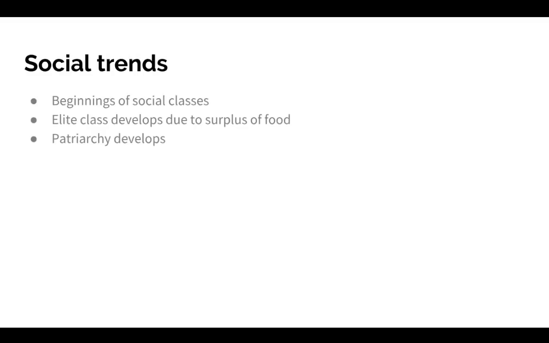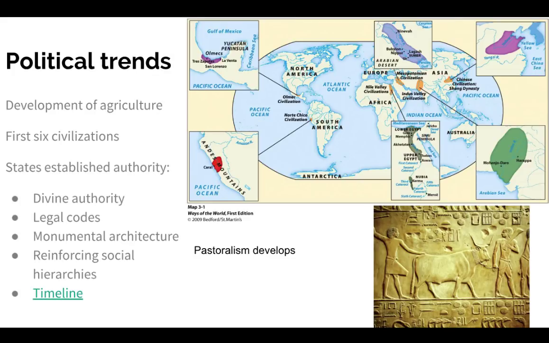And socially, we have the beginnings of social classes, that once you have a surplus of food, you get elite classes developing for economic reasons, and then at the same time, patriarchy develops. And as we'll see, that'll be a continuity throughout most of world history.